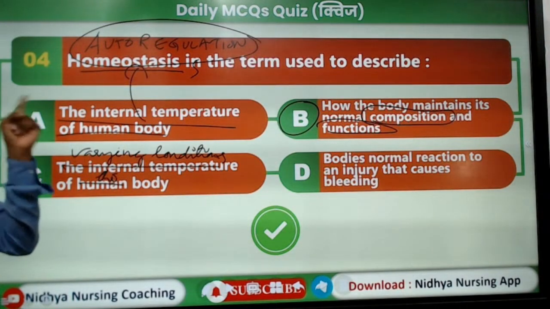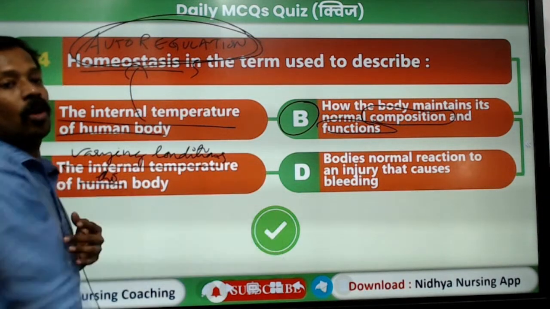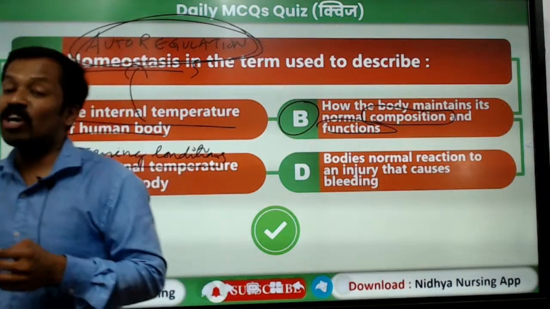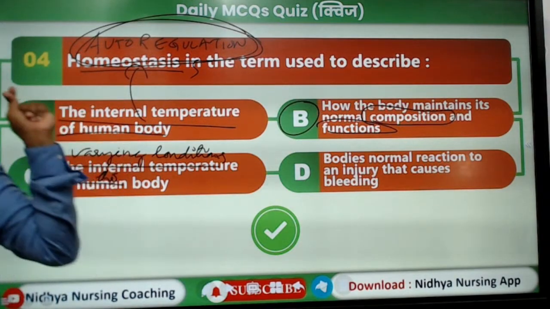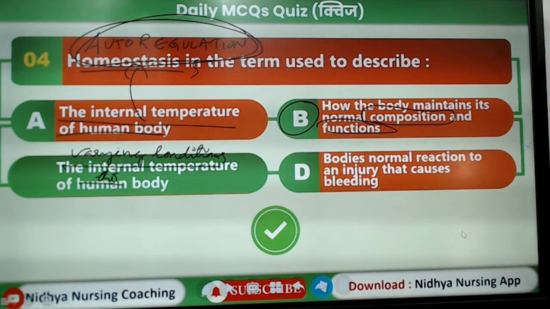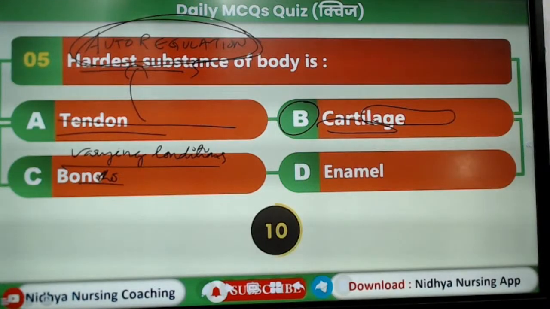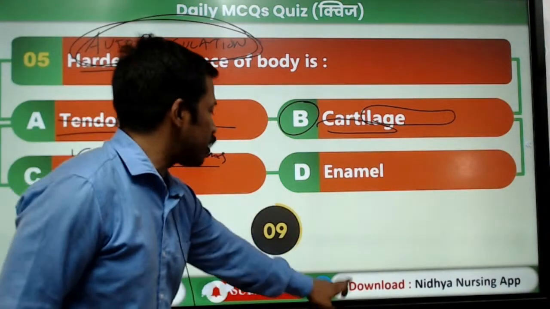So what is the meaning of homeostasis? Auto-regulation. Got it? Okay, fine. Don't go for this. Okay? Fine. Next one.